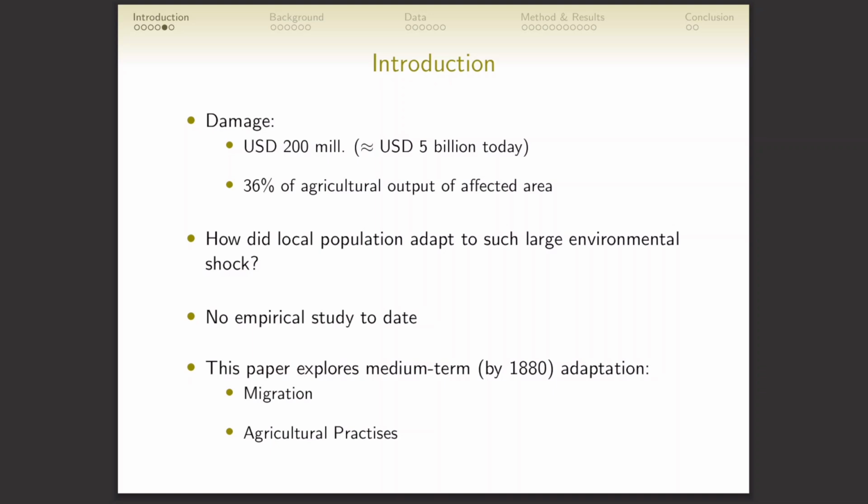It's hard to get figures on the damages, but they did do this report afterwards that I'll talk about later, and they tried to estimate, and they even themselves claim that it was a lower estimate, that it was about $200 million US, so that'd be about 5 billion today.